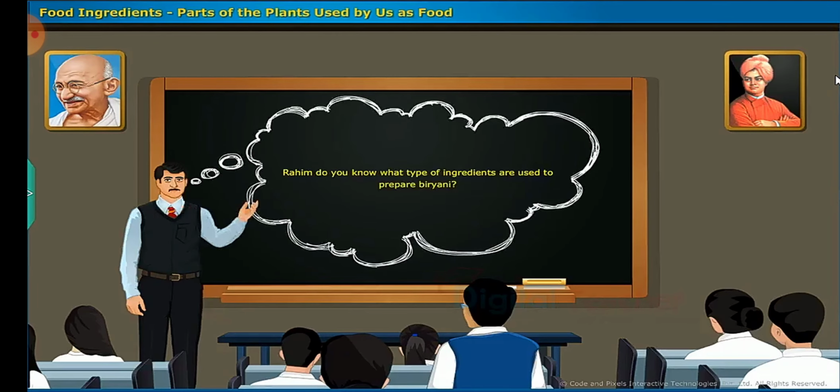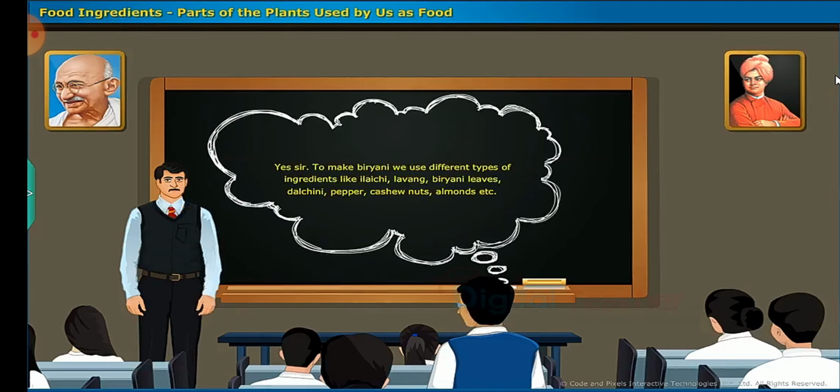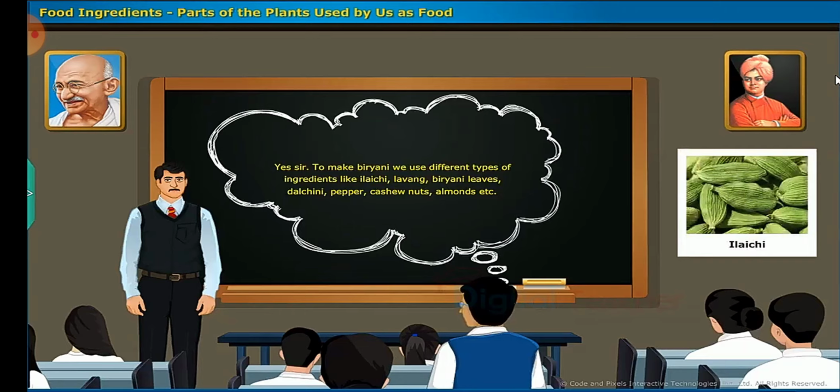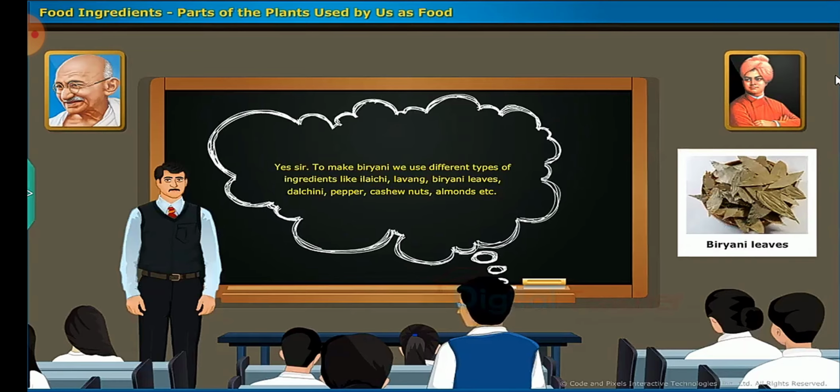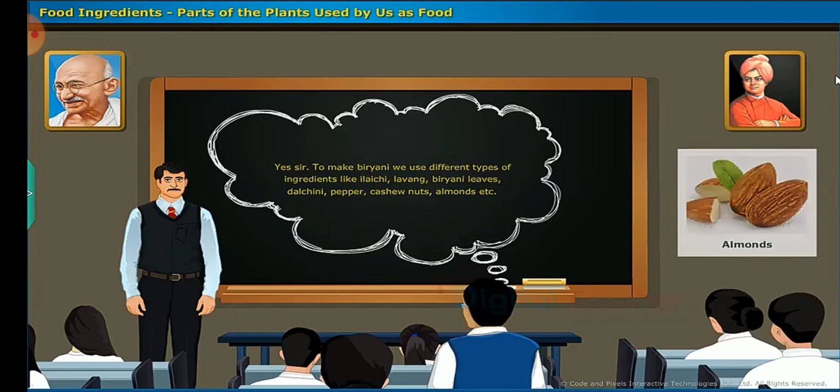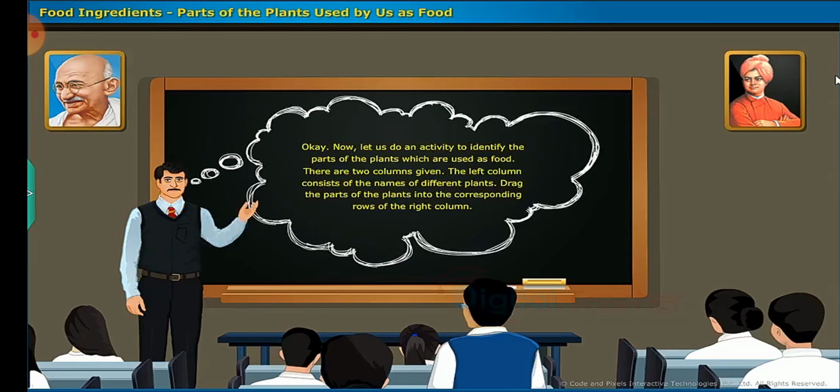Rahim, do you know what type of ingredients are used to prepare biryani? Yes, sir. To make biryani, we use different types of ingredients like ilachi, lavang, biryani leaves, dalchini, pepper, cashew nuts, almonds, etc. Okay, now let us do an activity to identify the parts of the plants which are used as food. There are two columns given. The left column consists of the names of different plants. Drag the parts of the plants into the corresponding rows of the right column.